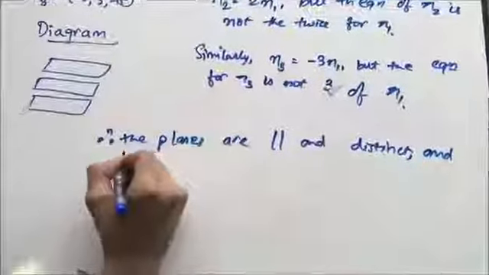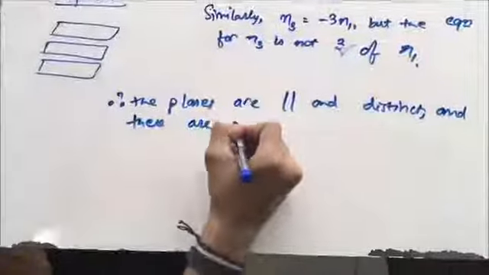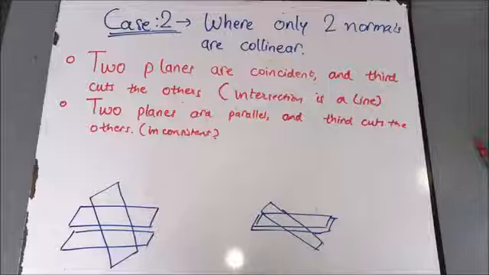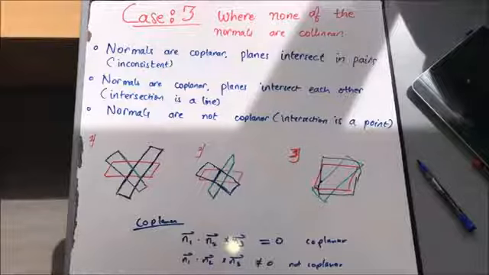Okay, so the next case is where only two normals are collinear. Two planes are coincident, and the third cuts the other, where the intersection is a line. Or two planes are parallel and the third cuts the others, where it's inconsistent. Finally, case 3, where none of the normals are collinear. Normals are coplanar, planes intersect in pairs, which is inconsistent. Normals are coplanar, planes intersect with each other, where the intersection is a line. Normals are not coplanar, where the intersection is just a point.